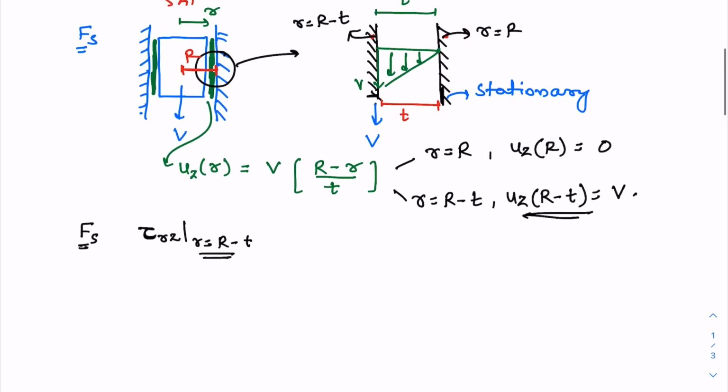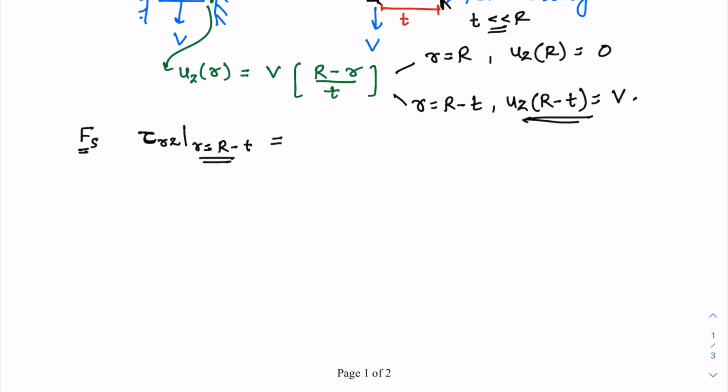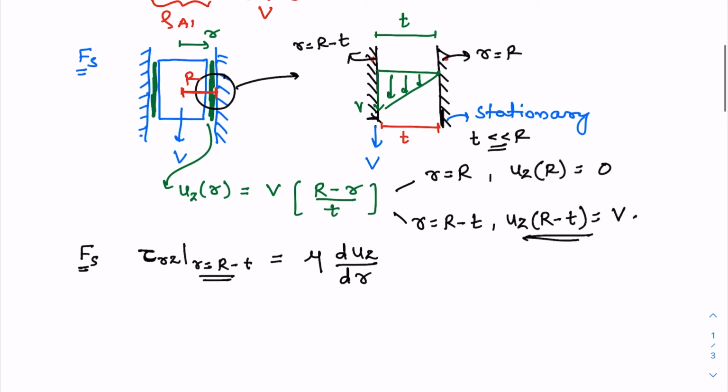And again, remember this film thickness T is very small compared to R. And from Newton's law of viscosity, we know that this is related to the viscosity of the oil times the gradient of the velocity of the film with respect to the R coordinate.